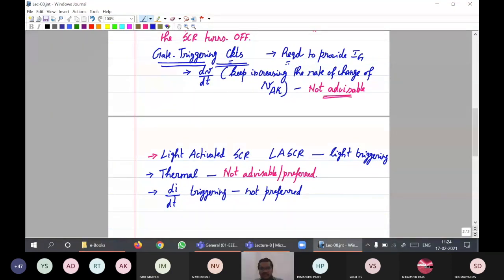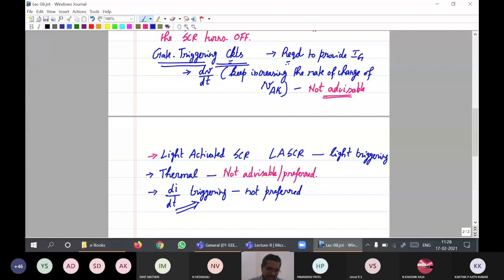Have you played with a sheet of paper and tried to place that sheet of paper over a candle? Have you ever done this in your childhood days? You are still children, not unlike me. But have you done this, or have you seen somebody doing it? Imagine a candle flame and one sheet of paper. You try to hold it with two hands. That is the process which happens in di by dt triggering.